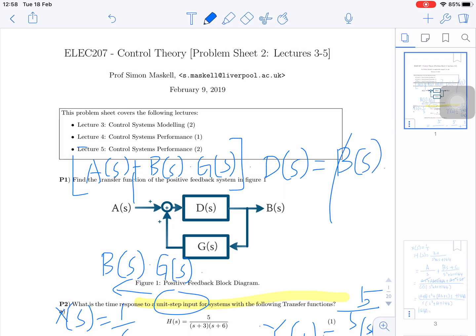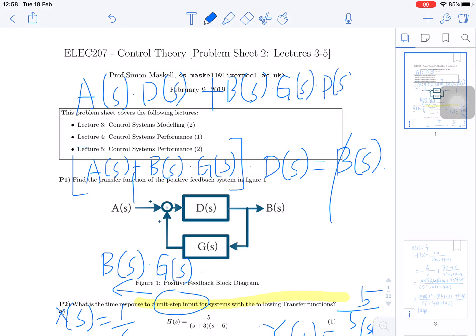So what we want is the relationship between A(s) and B(s), which means that we are going to multiply them in. So it's A(s) times D(s) plus B(s) G(s) D(s) is equal to B(s).